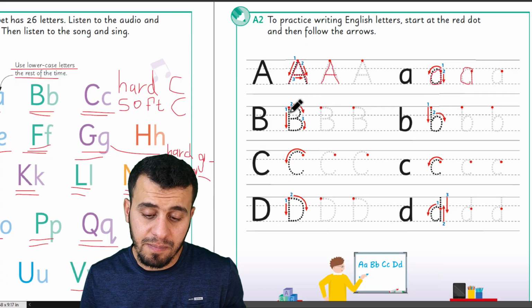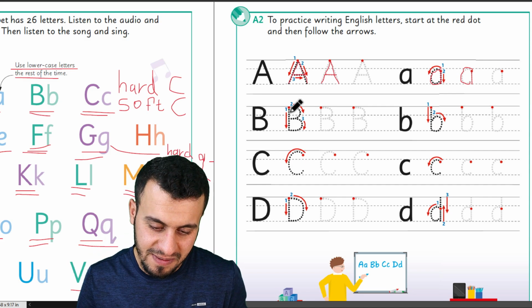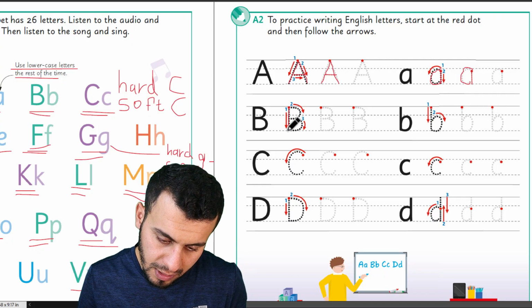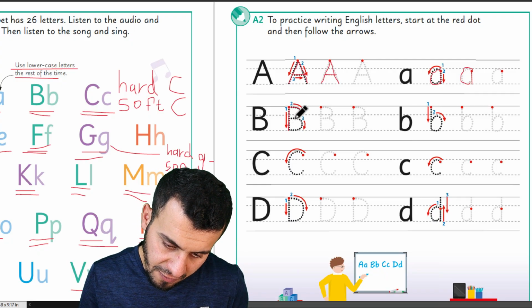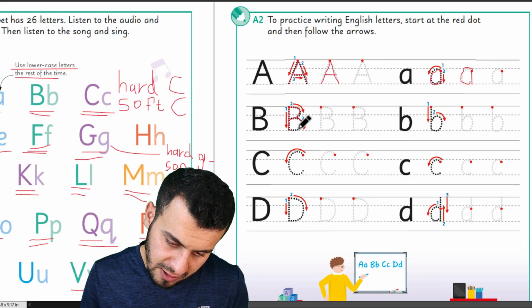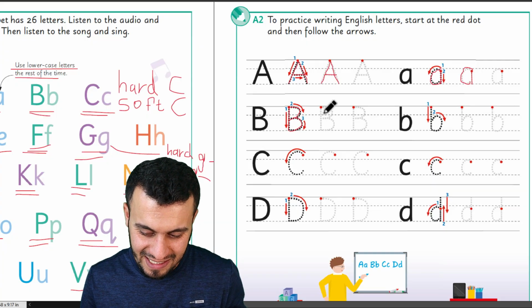B is also written in 3 steps. First, we go down like that. Then we make the first curve. Next curve, second curve, like that. Okay? Very good.